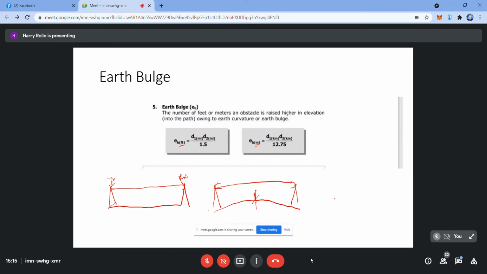Sir, where are D1 and D2? For example, you have here the transmitter and the receiver towers, and then you have a certain obstruction. This will be your D1 and this will be your D2. So what is the distance from your tower to the obstruction, and what is the distance from the obstruction to the receiver end? So you have two different formulas. For meters, if you are going to use meters as the unit, D1 in kilometers multiplied by D2 in kilometers, all over 12.75.